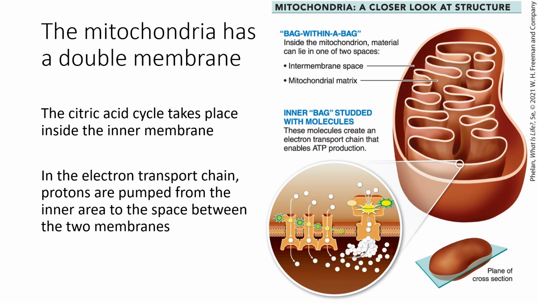To talk about what's happening in the electron transport chain, we need to know a little bit about the structure of the mitochondria. The mitochondria has a double membrane. The citric acid cycle takes place inside the inner membrane. In the electron transport chain, we're going to pump protons into the space between the two membranes, again creating a concentration gradient.